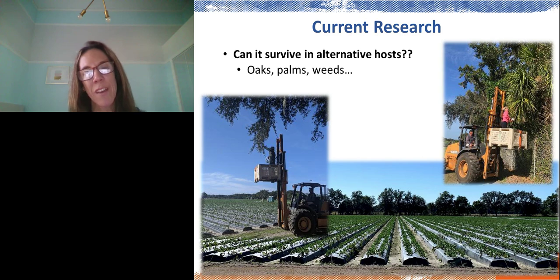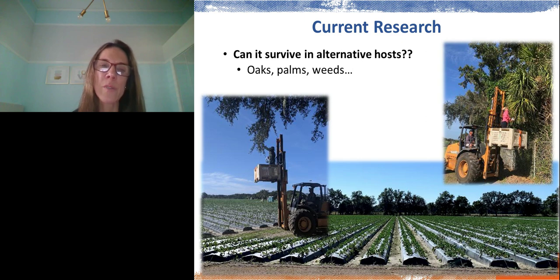We've been collecting samples from oak trees, from palms, from reeds. And so those are some of the researchers and my group collecting from oaks and palm trees. And we're hoping that we'll now find it in oaks, because if you've been to Florida strawberry fields, it's just beautiful to have all those oak trees around the fields.